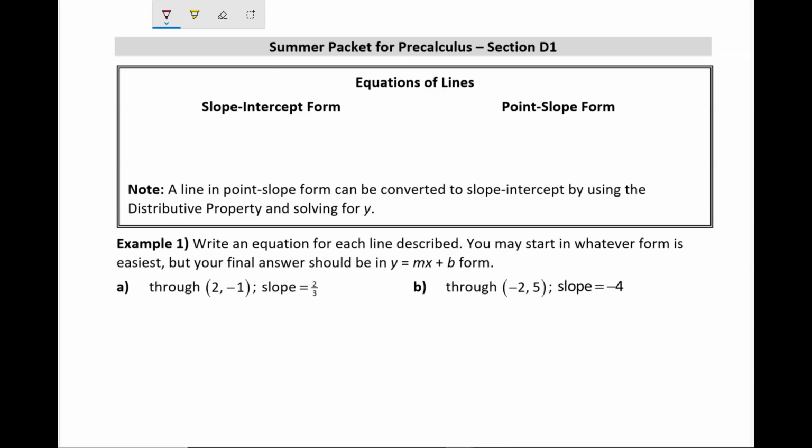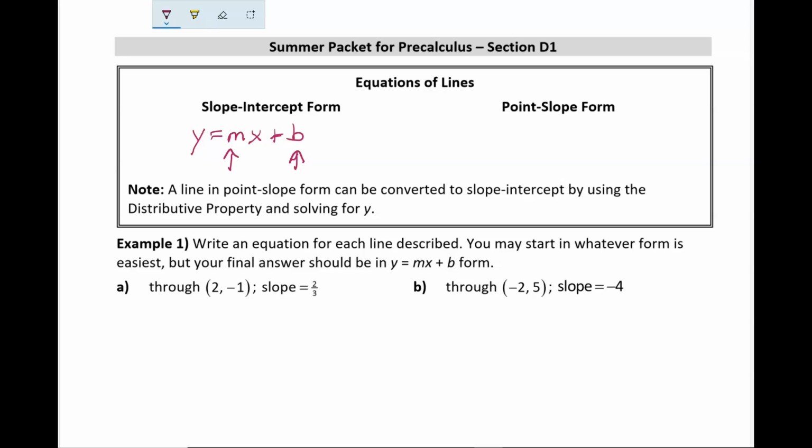In this section, we'll be writing equations of lines. And there are two kinds of equations that you need to know. One is probably the one that you're most familiar with, y equals mx plus b form, or the slope-intercept form, because it contains the slope as one number and the y-intercept as another.